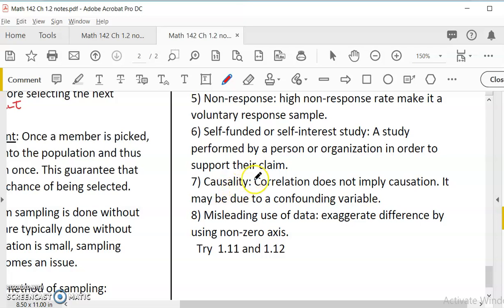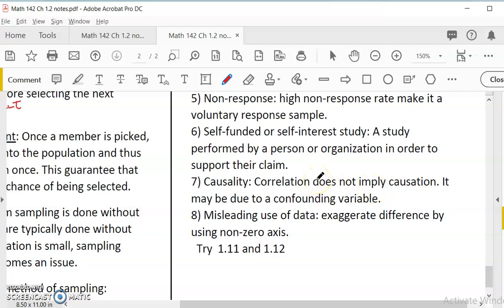Then the next two are about how you look at the results. Even if your study is good and your sample is good, sometimes you might make a wrong conclusion. A causality conclusion would mix up correlation with causation. Two things are correlated, meaning that they happen together, but they might not be the cause of the results.